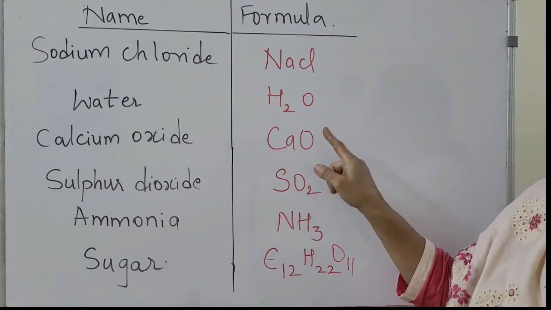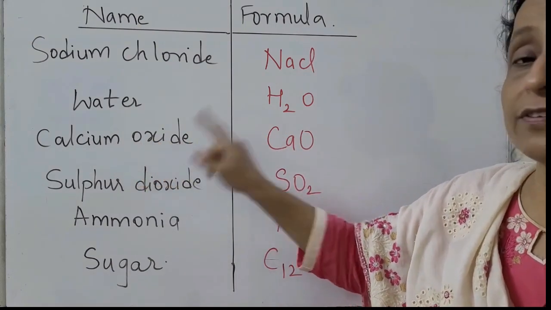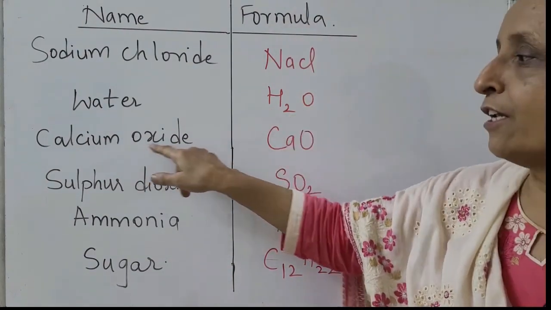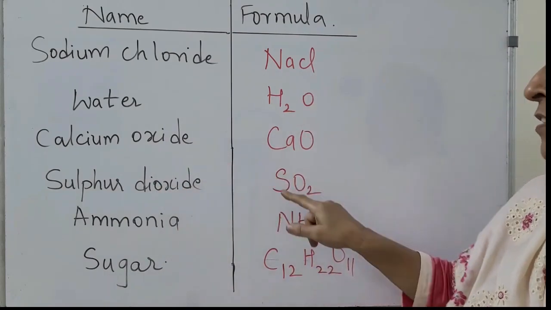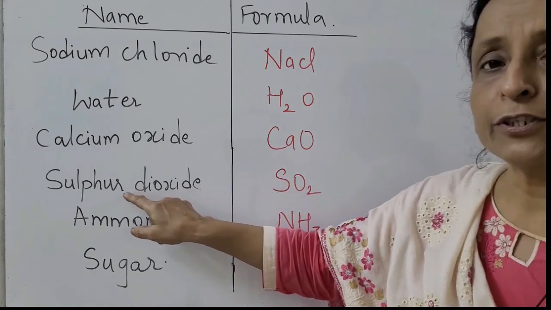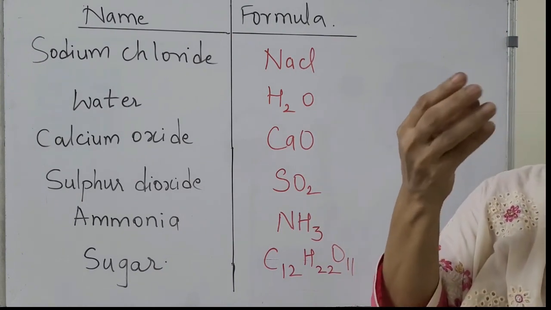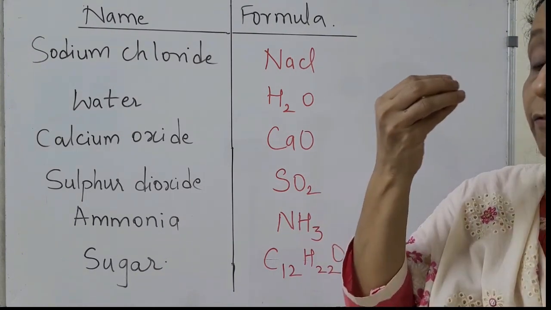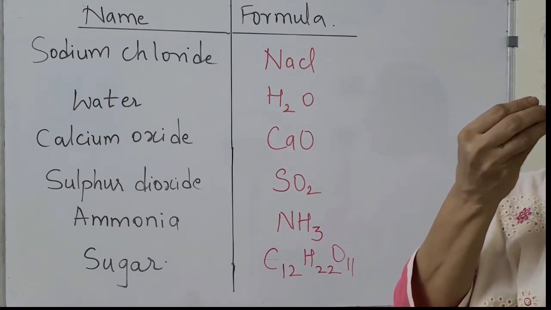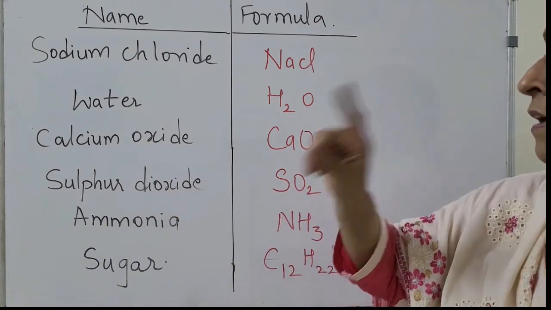1 atom of calcium and oxygen will combine to form calcium oxide. This is the lime which you put on the wall, that is calcium oxide. Then sulfur dioxide, 1 atom of sulfur and 2 atoms of oxygen will lead to formation of sulfur dioxide. This is the gas which is emitted in pollution by the vehicles, and it causes pollution. So when you get some itching in your nose due to pollution, it is the sulfur dioxide gas.